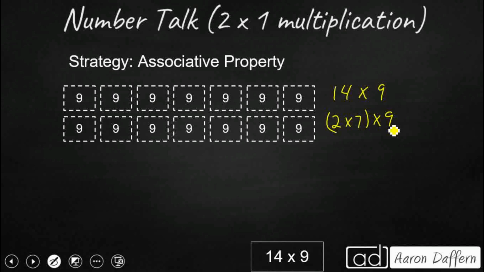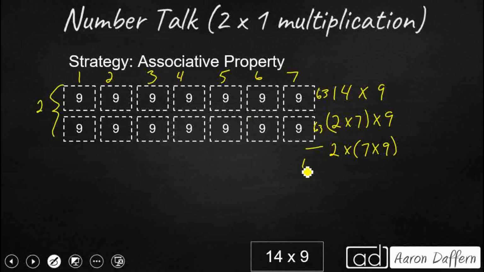So instead of 2 groups of 7 times 9, I'm going to shift those parentheses over. I want to do 7 groups of 9. And that's what I have here. I've got 1, 2, 3, 4, 5, 6, 7. So I've got 7 groups of 9. That's easy. That's 63. And here's another 63 because I've got 2 rows of that. I got my 63 and 63, and that's still going to get me my 126. So that's the associative property.